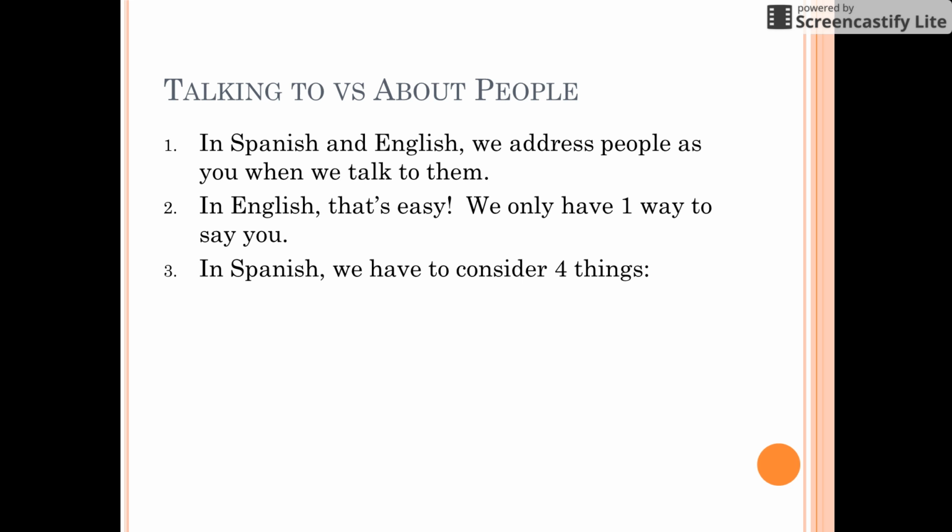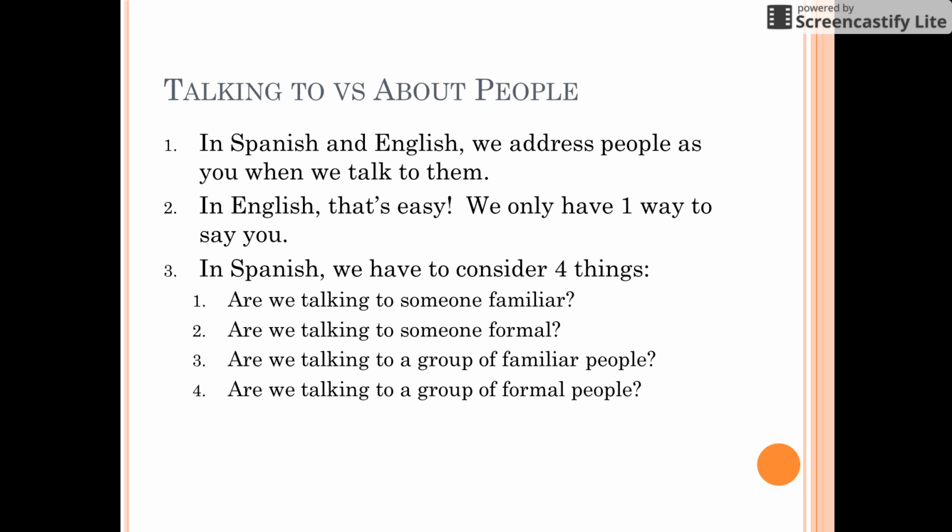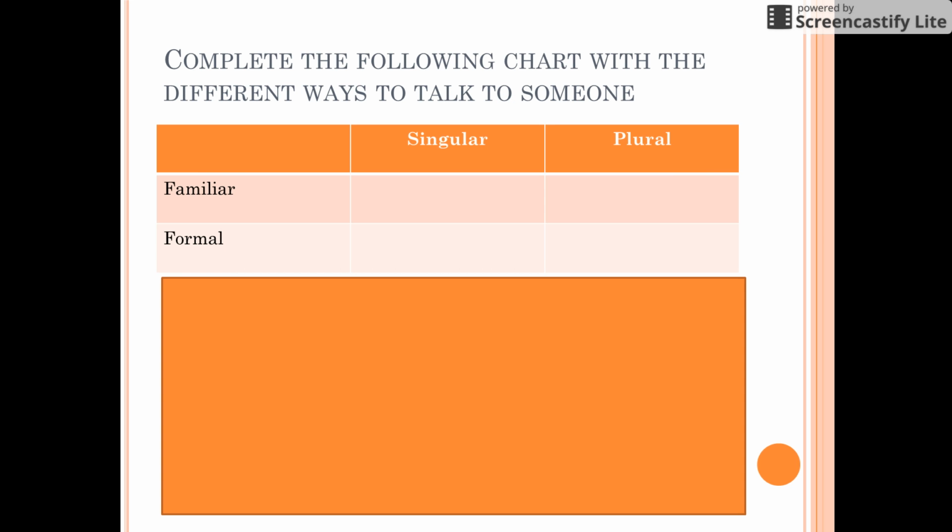In Spanish, however, you have to consider four things. Are we talking to someone familiar? Are we talking to someone formal? Are we talking to a group of familiar people? Are we talking to a group of formal people? We're going to complete this chart together. And what I'd like you to do is, as I go through there, you type in the comment section which way of saying you in Spanish would you use. So we have four of them. We have tú, vosotros, usted, and ustedes. Which one would you use depends on the situation.